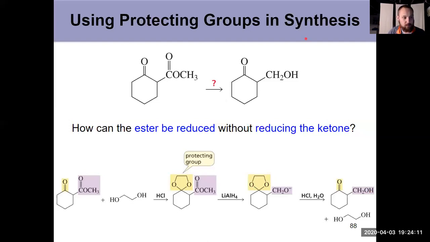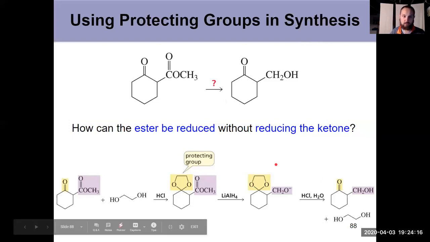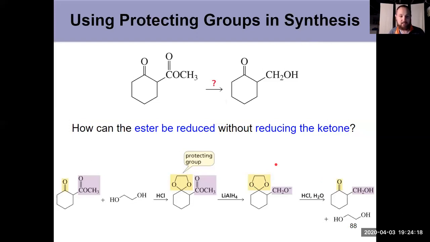This final step right here, where I get rid of the protecting group, is also known as a deprotection step. In this case, that deprotection is accomplished by a hydrolysis reaction.